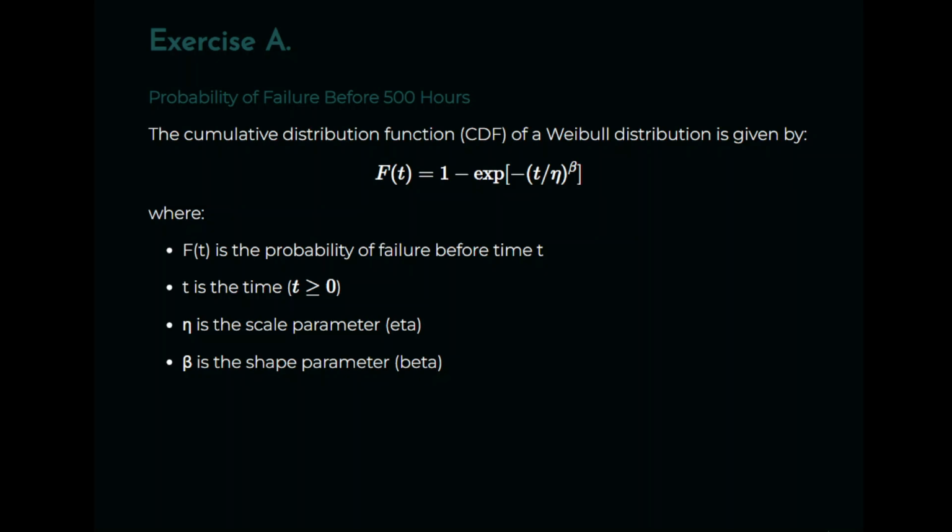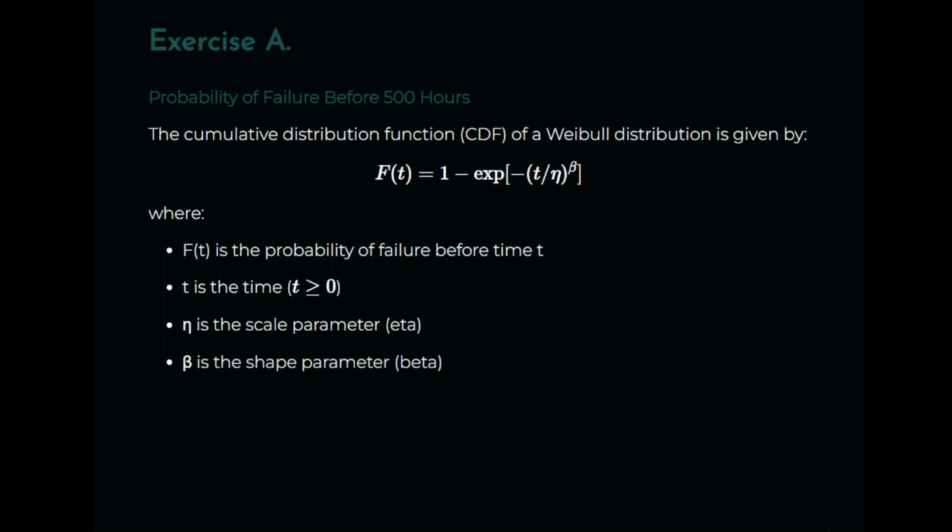So, first off, probability of failure before 500 hours. So that is a case of where we would use the cumulative distribution function of the Weibull distribution. So that is F of t equals 1 minus the exponential of minus t divided by eta to the power of beta. Okay, so F of t is the probability of failure before time t. t is the time, or t is greater than or equal to 0.